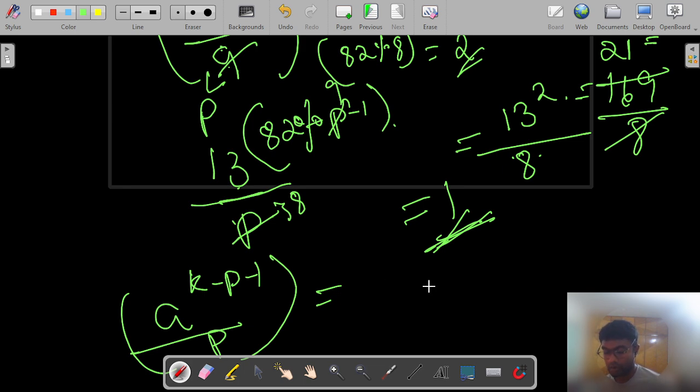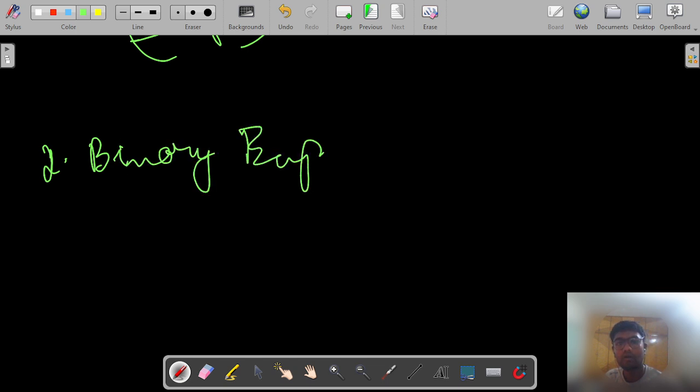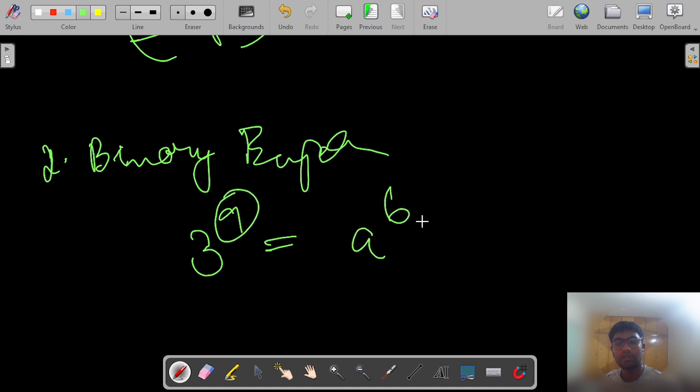Okay, so understanding this, we know this would help us calculate modulus. Now the second part is binary exponentiation. Let's say there is 3 power 9, then we can say, let's say this is a power b.